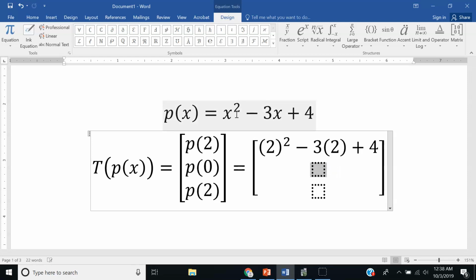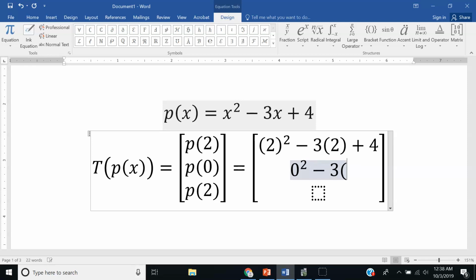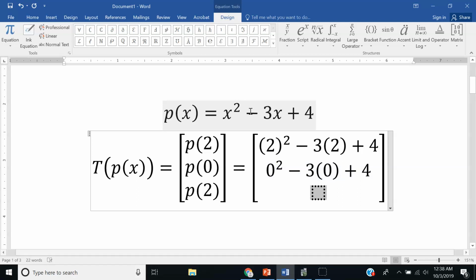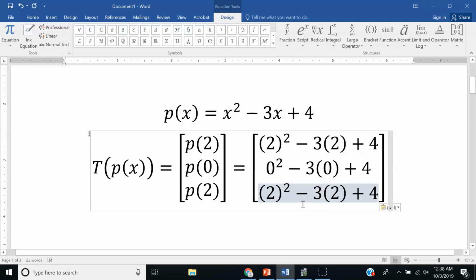Oops. So I'm going to go 0 squared minus 3 times 0 plus 4. That'll be my second entry. And my third entry is just going to be plug in 2 again. There we go. All right.